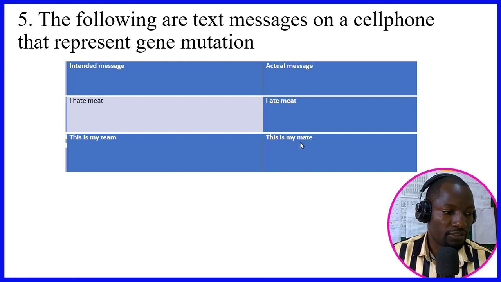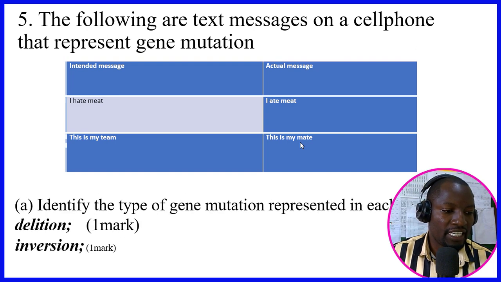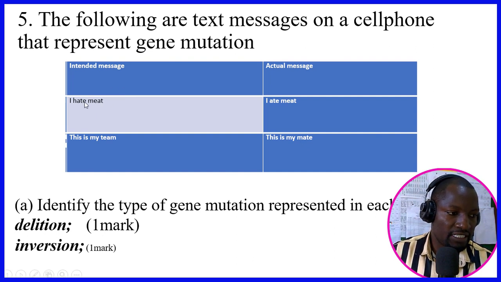So the first question: identify the type of gene mutation represented in each case. Talking about gene mutation, look at the first case, "I hate meat," where the actual message is, "I eat."